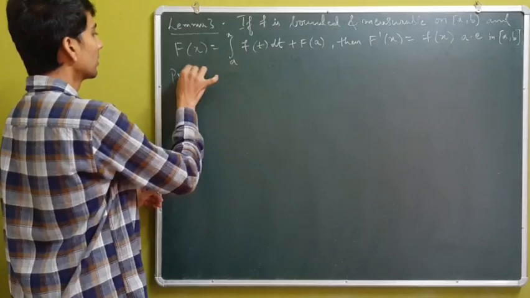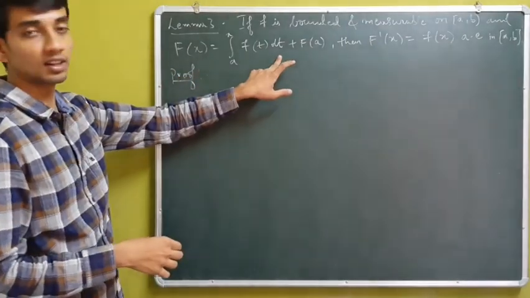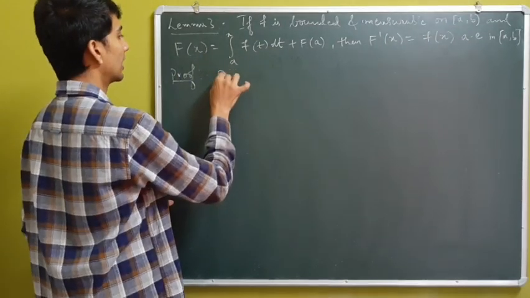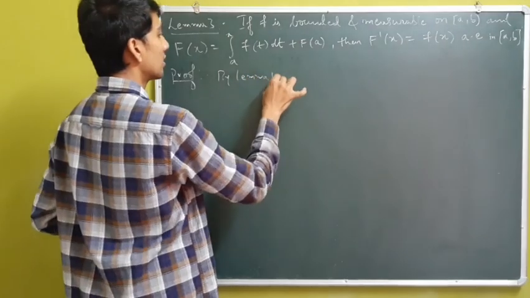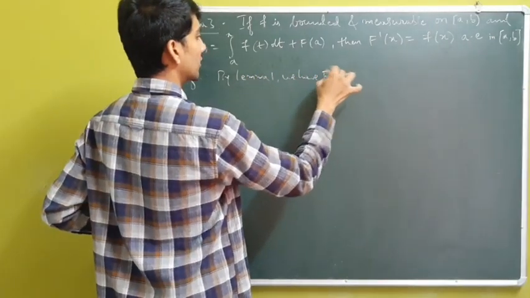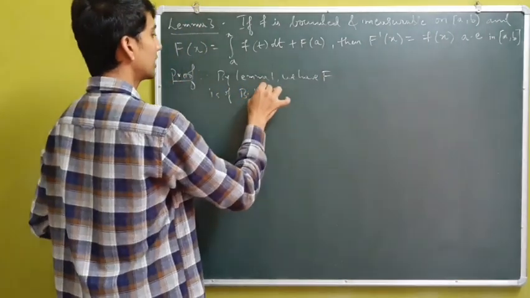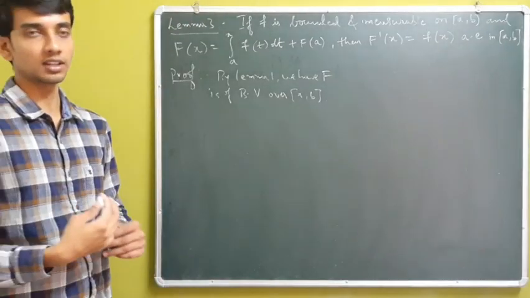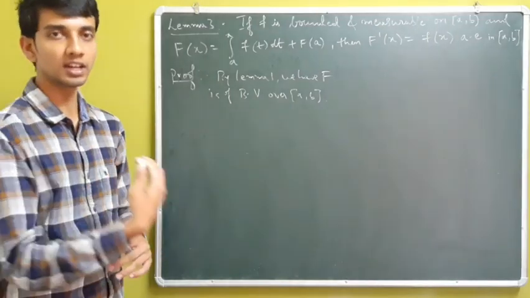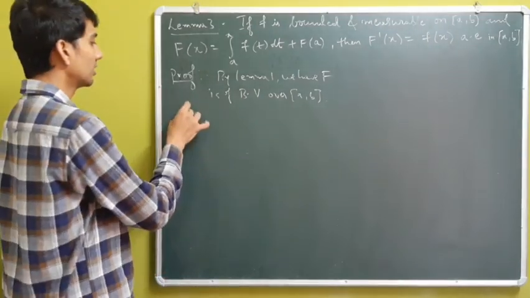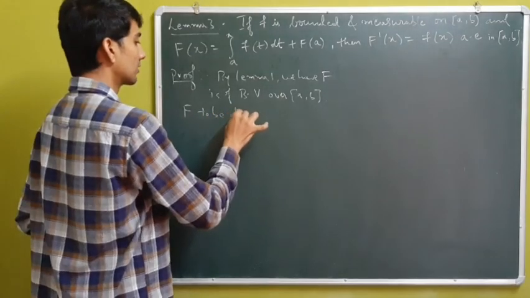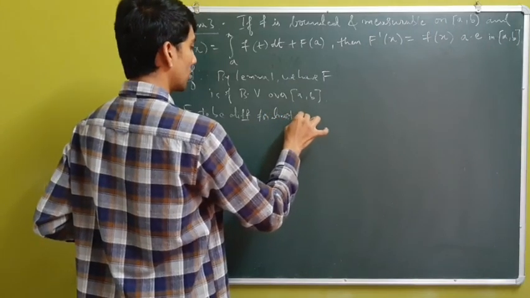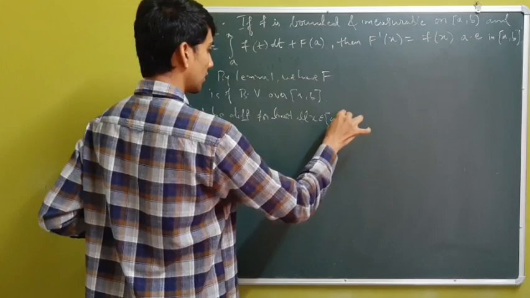So coming to the proof, if F is defined as follows, clearly by Lemma 1 we have F to be of bounded variation over the given interval. And since we know that a function of bounded variation is differentiable almost everywhere, we have F to be differentiable for almost all x in (a,b).